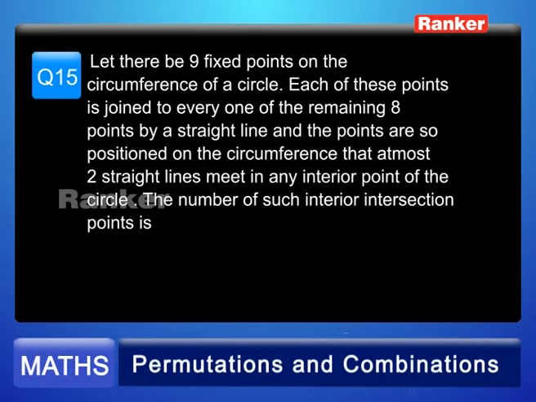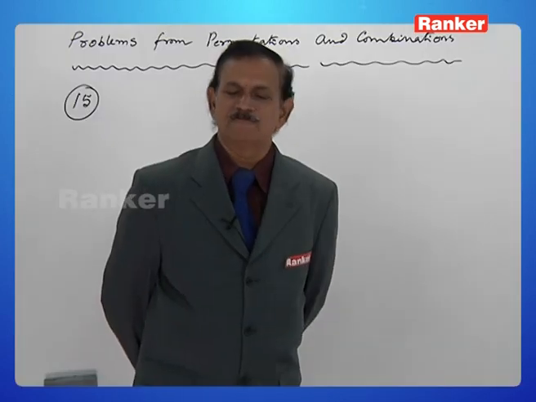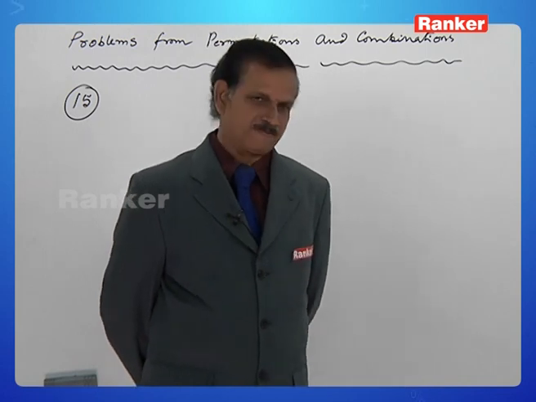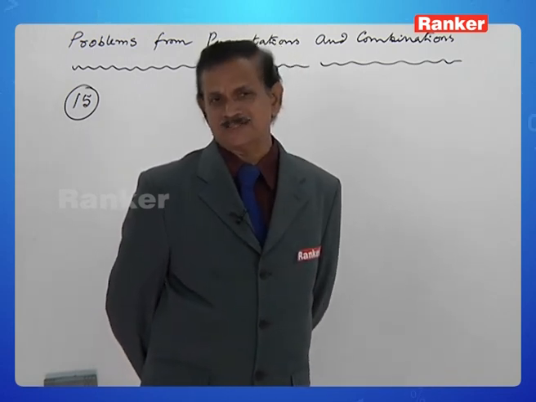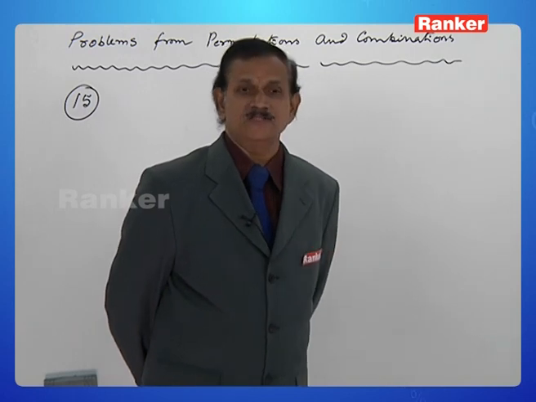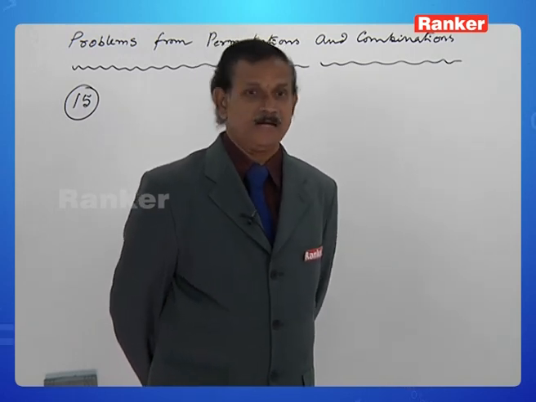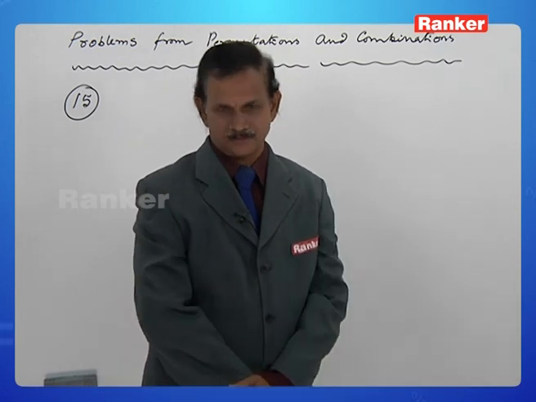Question number 15. Let there be 9 fixed points on the circumference of a circle. Each of these points is joined to every one of the remaining 8 points by a straight line, and the points are so positioned on the circumference that at most two straight lines meet in an interior point of the circle. The number of such interior intersection points is, if you can follow the sentence given in the question carefully, it is an easy matter to understand that the number of points required is just nothing but the number of points of intersection of the diagonals.